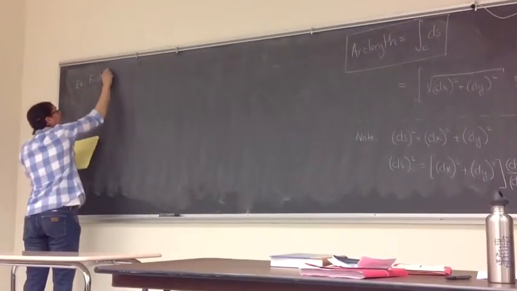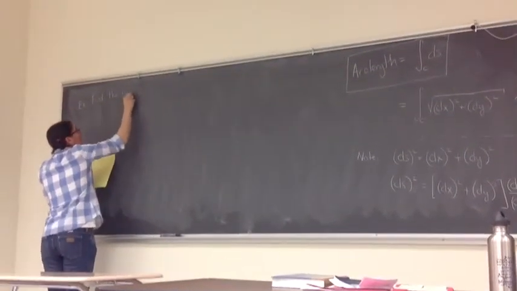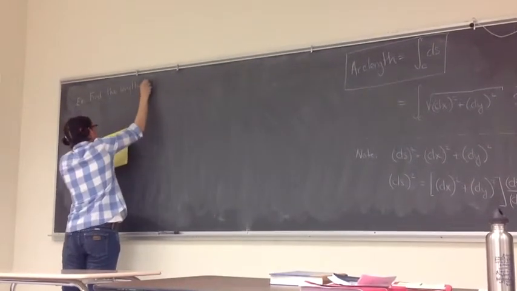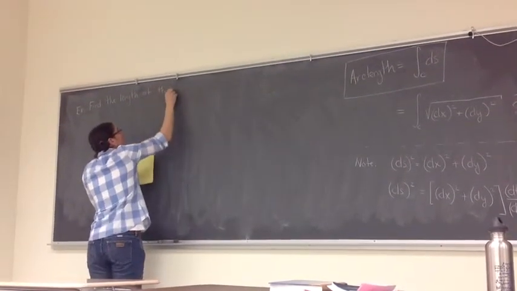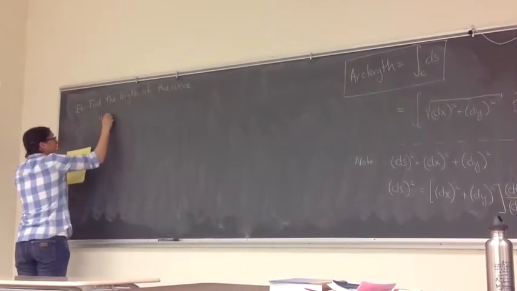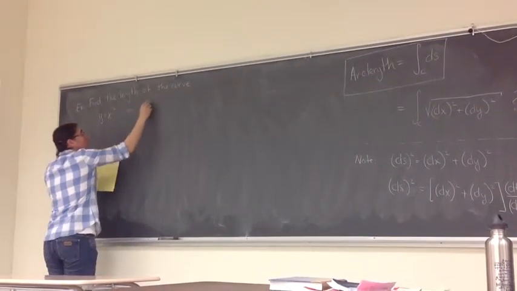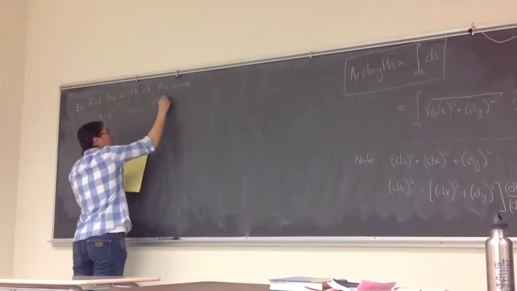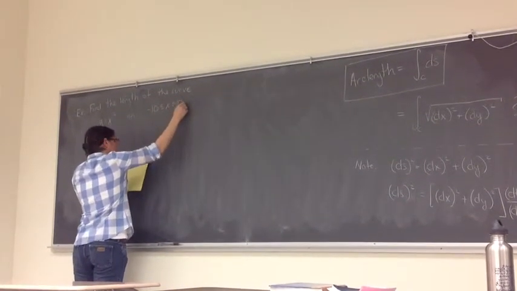Alright, so in this example, we want to find the length of the curve y equals x squared on the interval where x goes from negative 10 to 10.